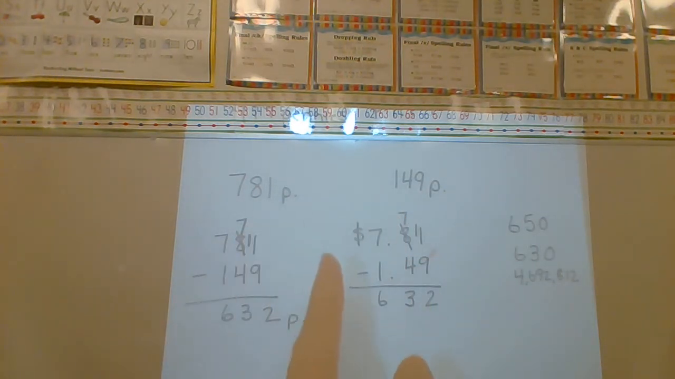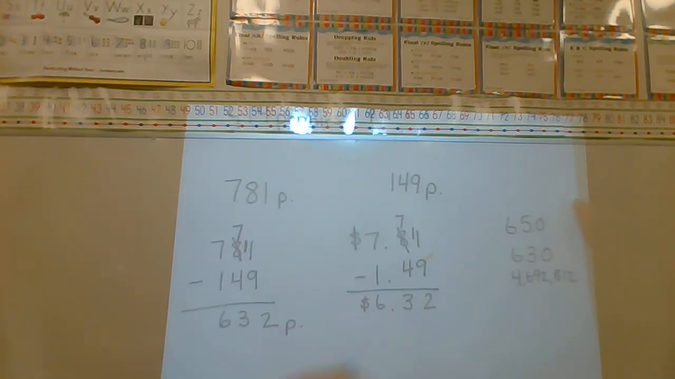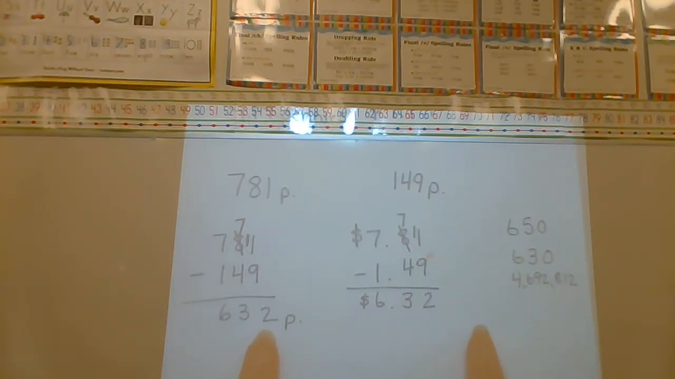If there's a dollar sign and a decimal in your problem, there's a dollar sign and a decimal in your answer. We got it, Mrs. Wilson. Oh, you guys sound fantastic. I miss your little voices singing. I can't believe I have to sing to myself. All right. 632 pennies is the same as $6.32. Okay? And our estimate of 630 was very close.